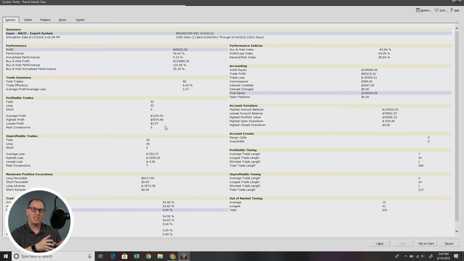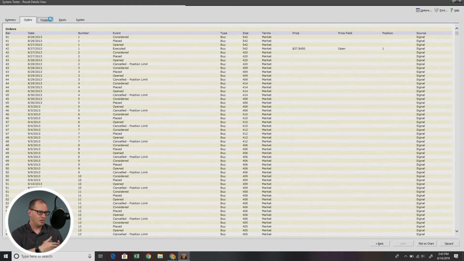Let's just look at some of the detail you can see in the System Tester. So we have a full overview of all the trades that were placed, your performance. You can see how it did if you would have bought and held, your unprofitable trades, your profitable trades. All this information is available in a report to you here. You can look at every order that was placed throughout time. You can look at all the positions.